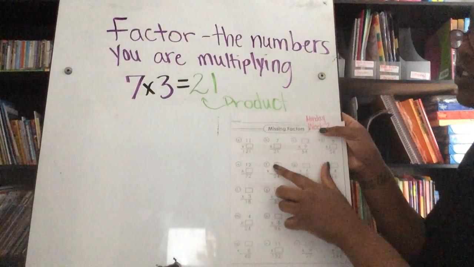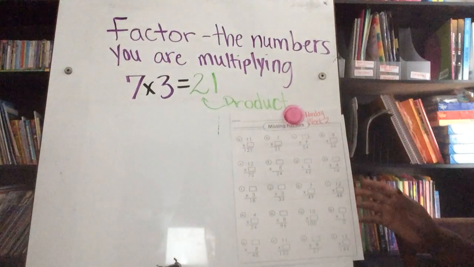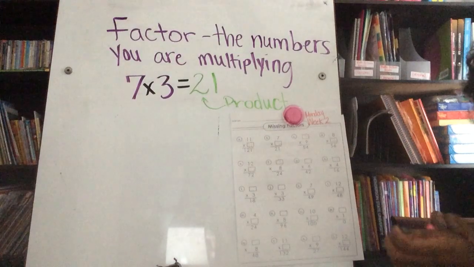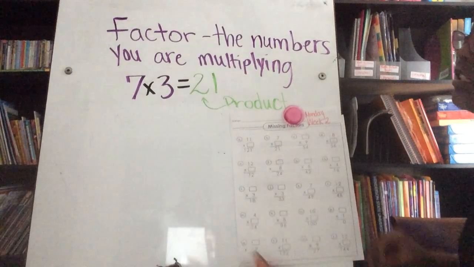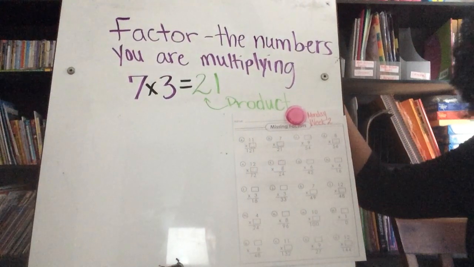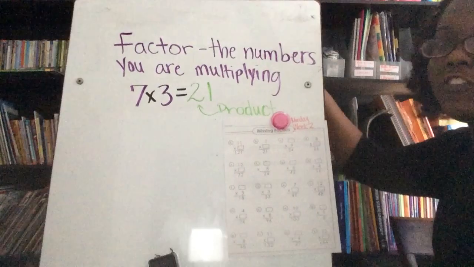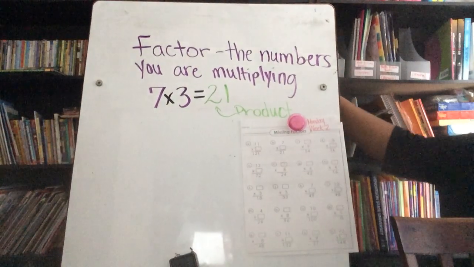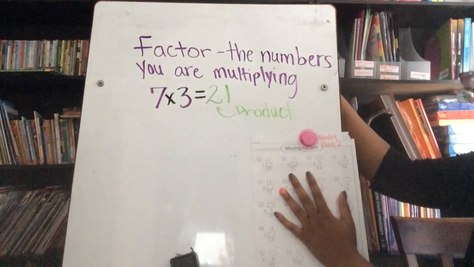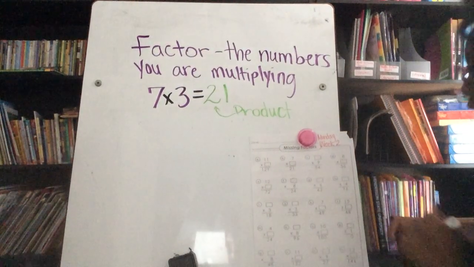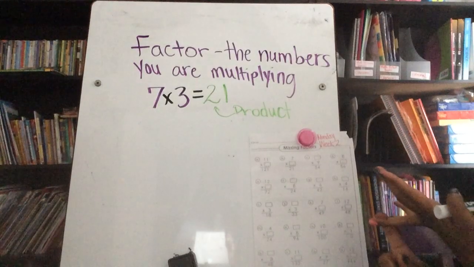So I'm going to show you some different strategies to solve the first couple of problems, and then I'm going to go ahead and solve the rest, and you can double check and make sure you have the right answer, because there are a lot of problems to work through. So here we go. The first one is 11 multiplied by something gives you 121. So that's a high problem to do an array, equal groups, or even skip counting.